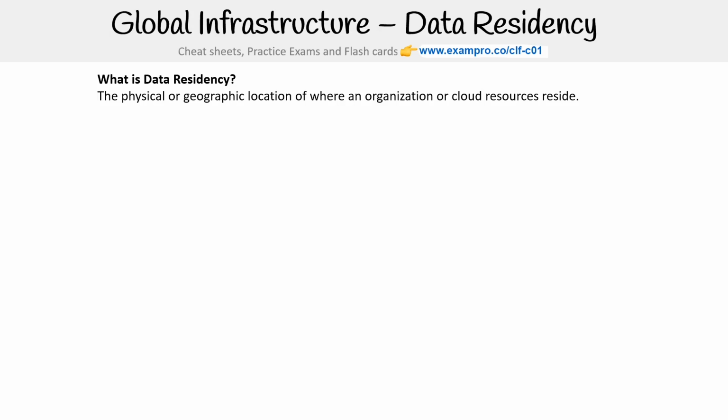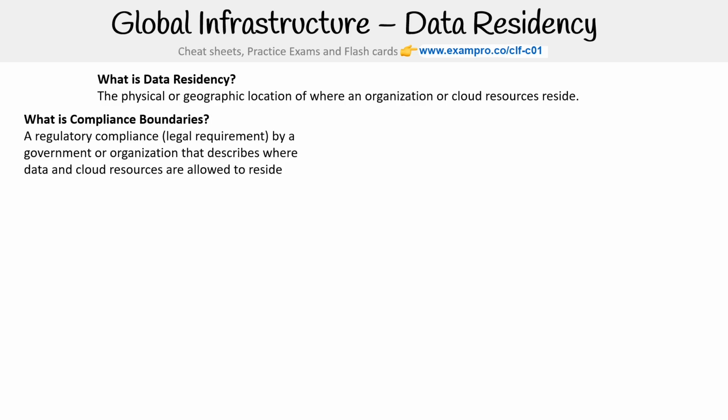We are taking a look at data residency. This is the physical or geographical location of where an organization or cloud resources reside. And then you have the concept of compliance boundaries, a regulatory compliance, so a legal requirement by government or organization that describes where data and cloud resources are allowed to reside.